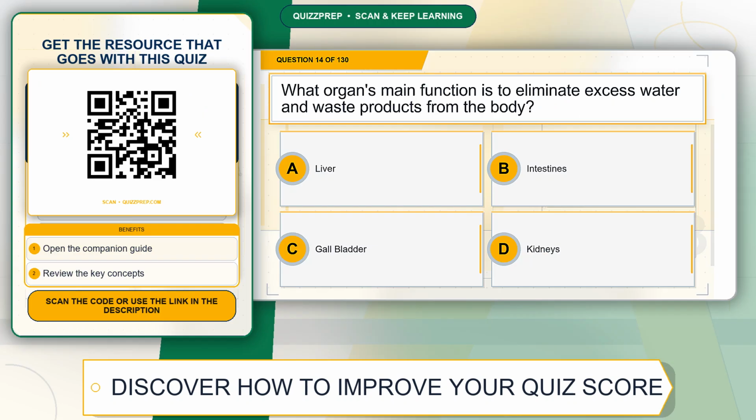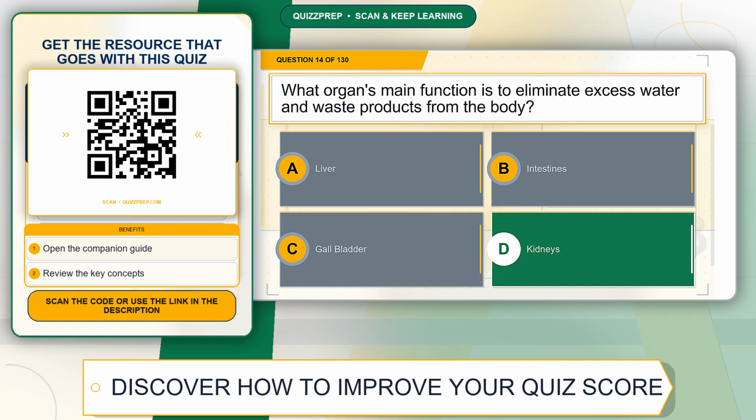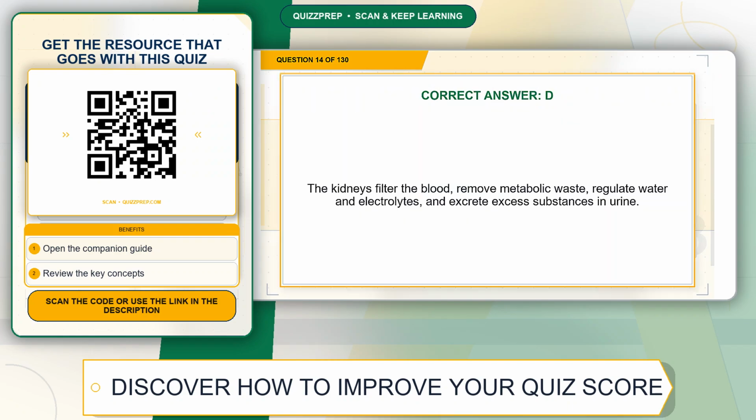Question 14. What organ's main function is to eliminate excess water and waste products from the body? Option A, liver. Option B, intestines. Option C, gallbladder. Option D, kidneys. The correct answer is option D, kidneys. Explanation: the kidneys filter the blood, remove metabolic waste, regulate water and electrolytes, and excrete excess substances in urine.